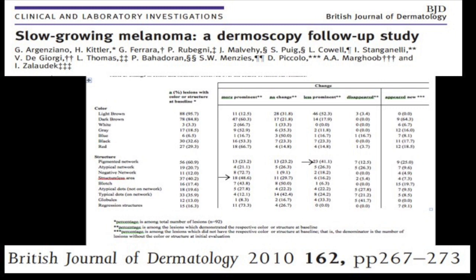And then we wanted to find out what was the change that occurred from that first image to the image at the time of the removal, which was at least a year later, right? And the most common change was the disappearance of network being replaced with homogeneous tan, right? So it's this evolution of a superficial spreading melanoma.